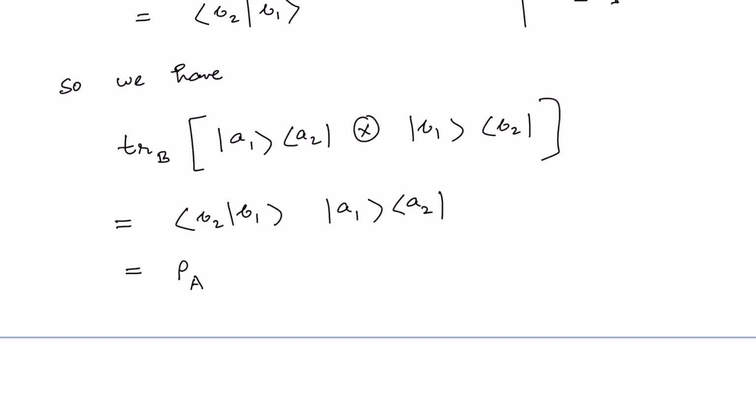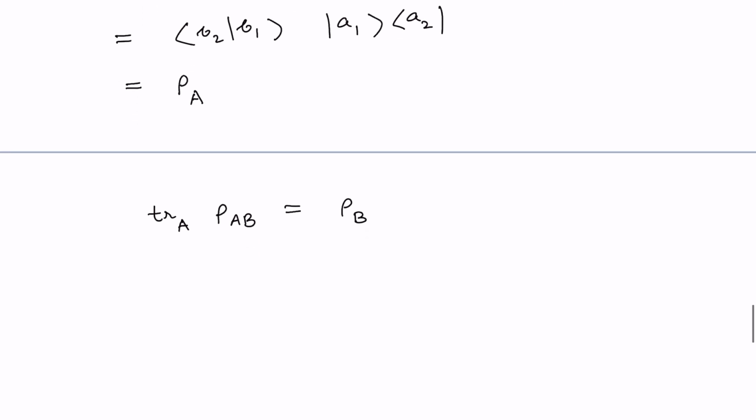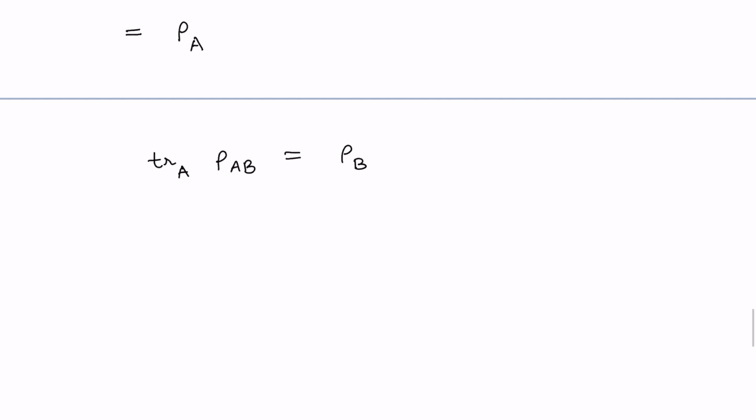And similarly, suppose you are interested only in system B, then you have to trace out A from rho AB, and this is going to give you the density operator corresponding to the system B. So let us do some examples to understand this tracing out procedure. So let me do the first example.